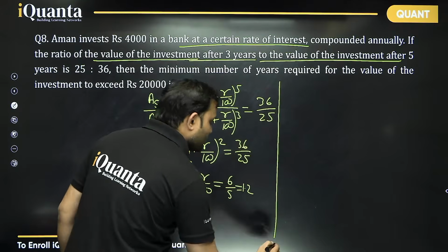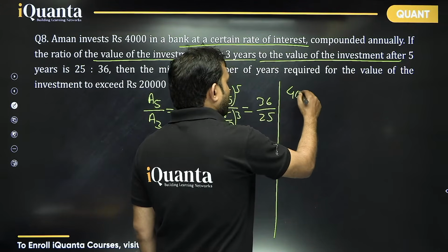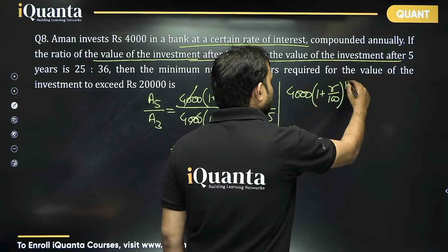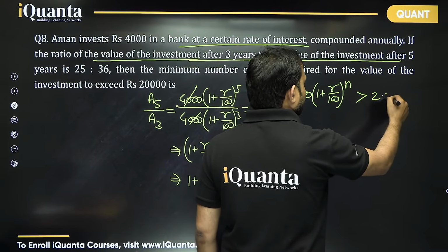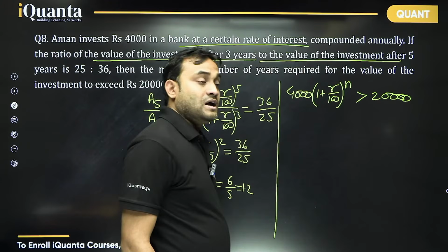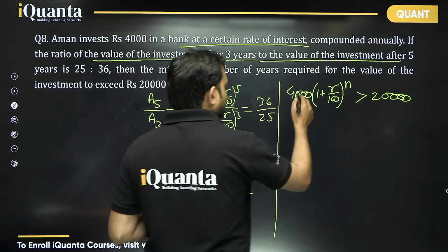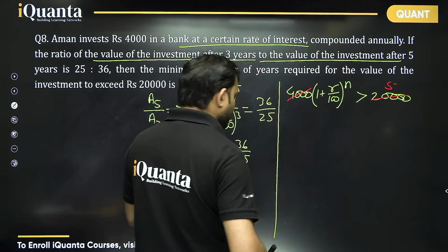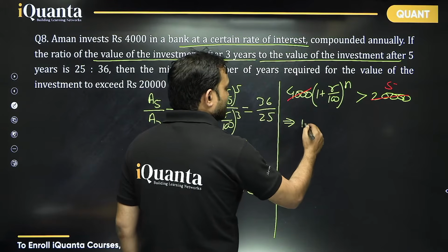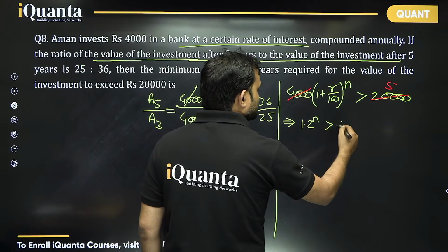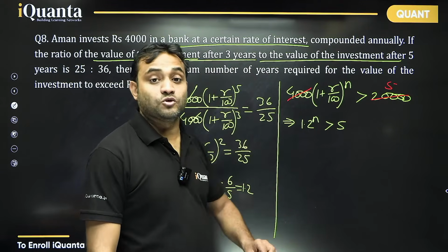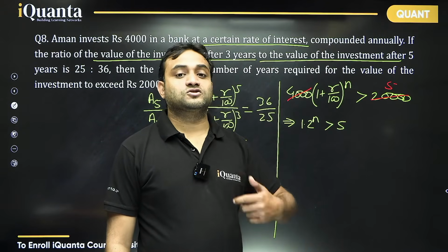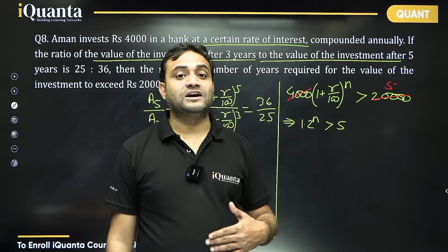1.2. Now the question is that 4,000 into (1 plus r by 100) to the power n should exceed 20,000, right? This is given. Now 4,000 to 20,000 is 5 times. We know that 1 plus r by 100 is 1.2. We can say 1.2 to the power n should exceed 5. Now there is no proper way to find the answer of this question. So that's why I will ask all of you to use calculator in this kind of situation.